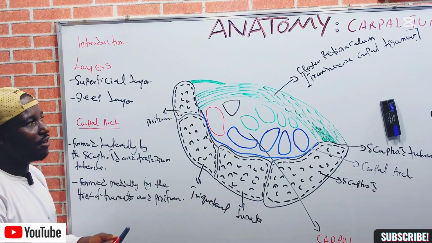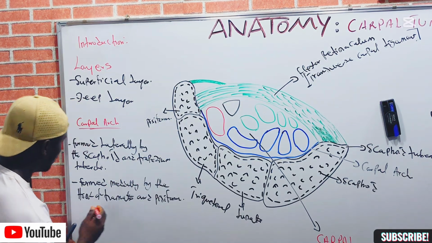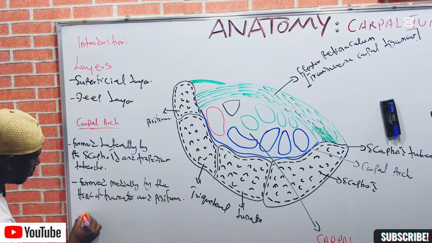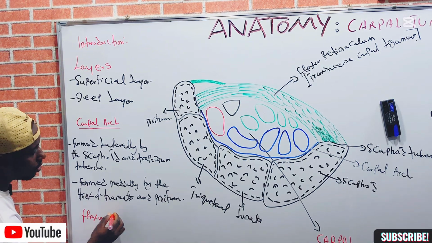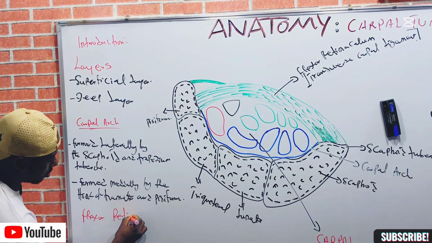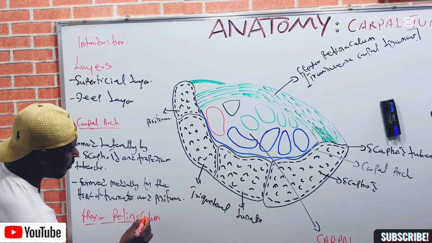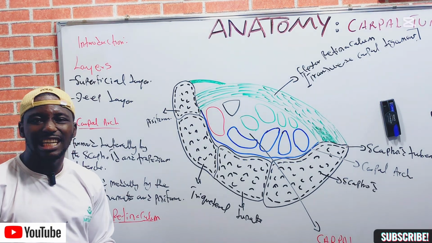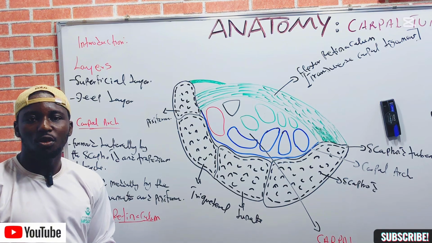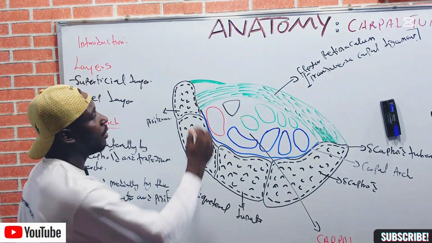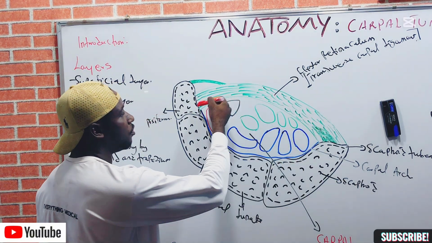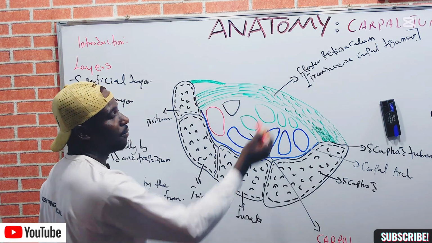Now, the next is the flexor retinaculum. The flexor retinaculum is a thick connective tissue that forms the roof of the carpal tunnel.